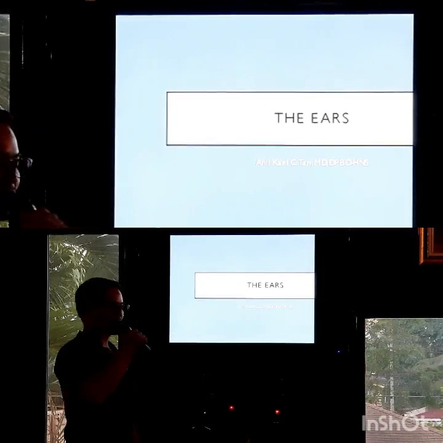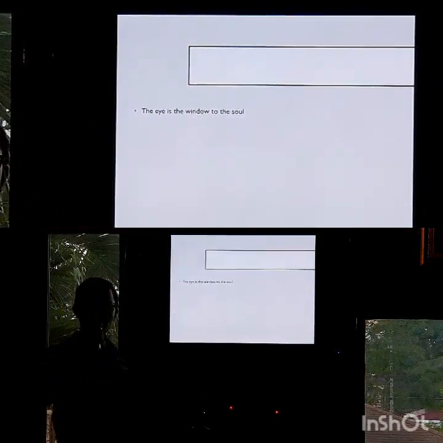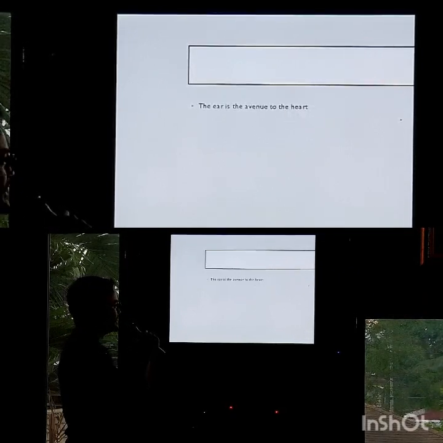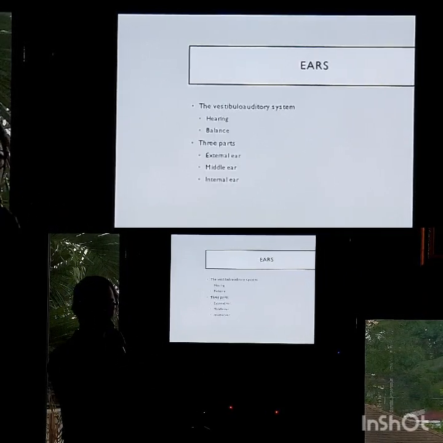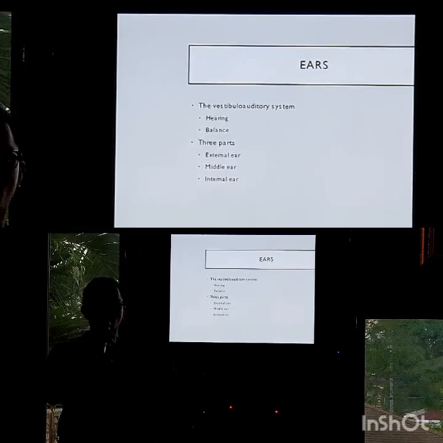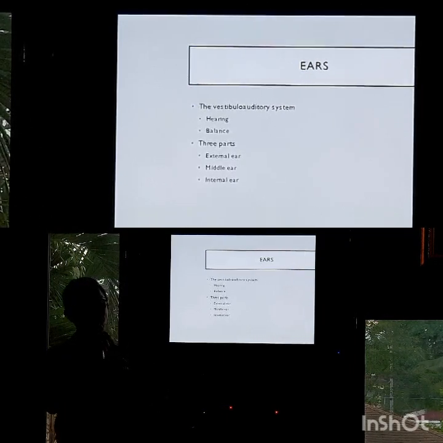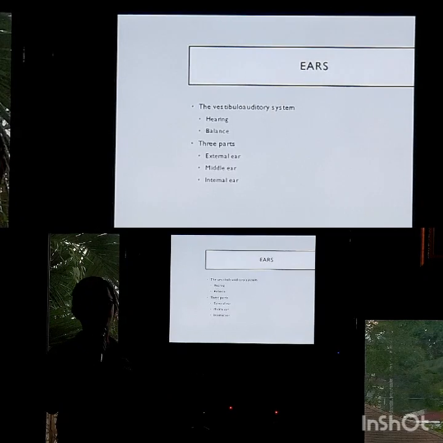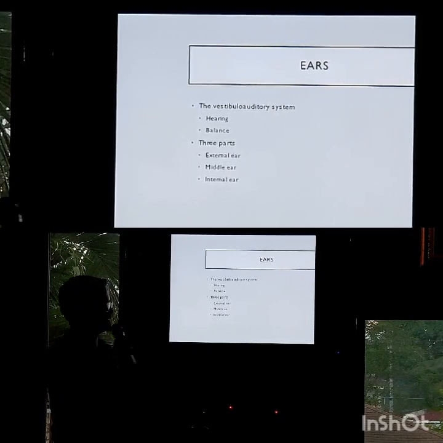Okay. Good afternoon. They say that the eye is the window to the soul, but the ear is the avenue to the heart. Good afternoon, everyone. Today we will be talking about the ears. What are the ears for? They are the organ of hearing and balance. What are the functions of the ear? Hearing, but not just hearing, balance.